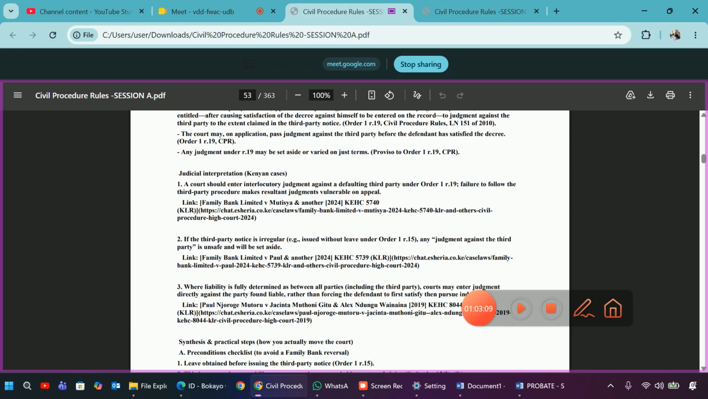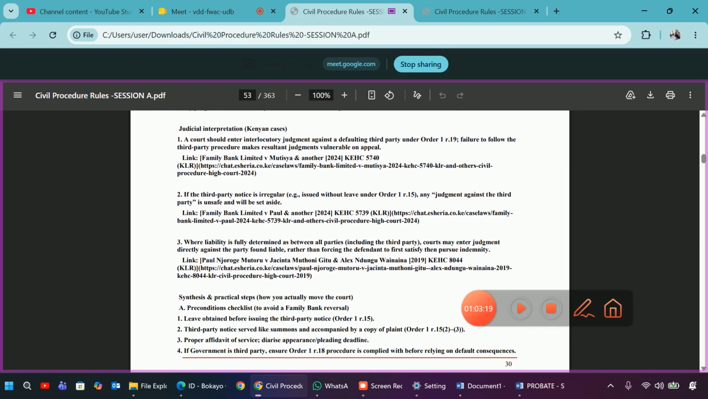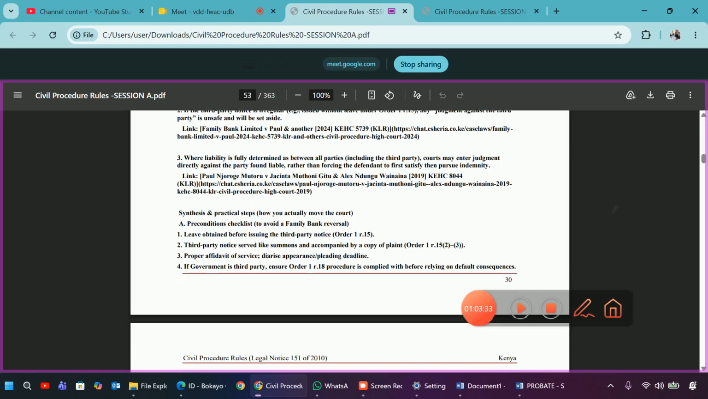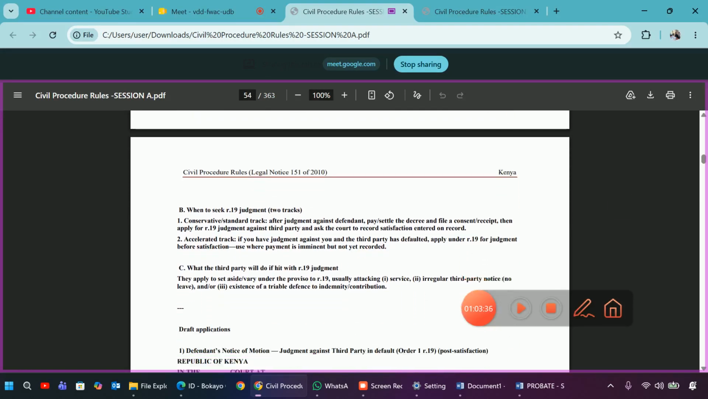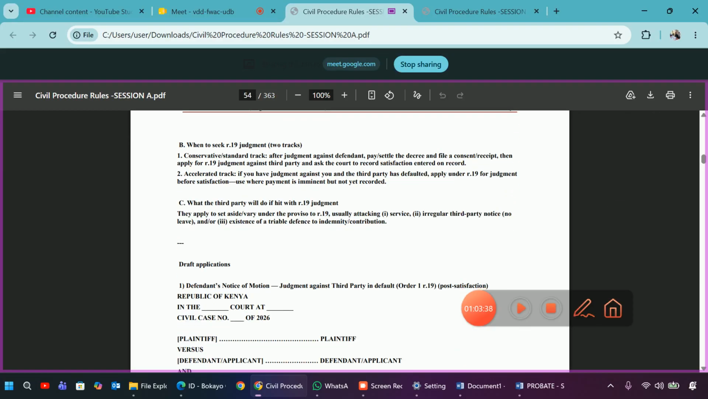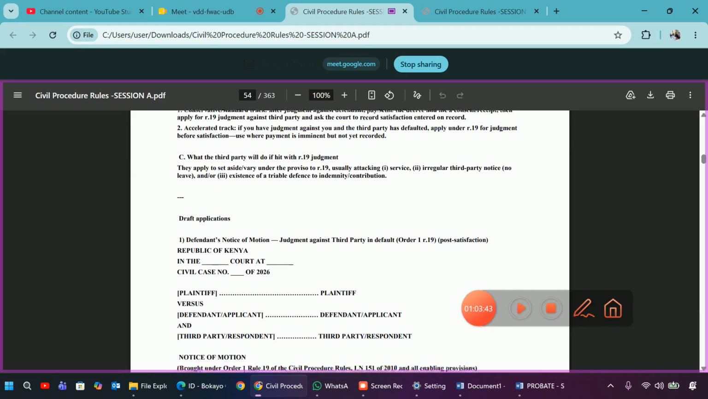A court should enter interlocutory judgment against a defaulting third party under Order 1, Rule 19. Failure to follow the third party procedure makes resultant judgments vulnerable on appeal. Okay, if the third party notice is irregular or was issued without leave under Order 1, Rule 15, any judgment against the third party is unsafe and will be set aside. So failure for you to seek leave, then the examiner will know that you will not qualify to pass this civil litigation paper because you will be a danger to the society.